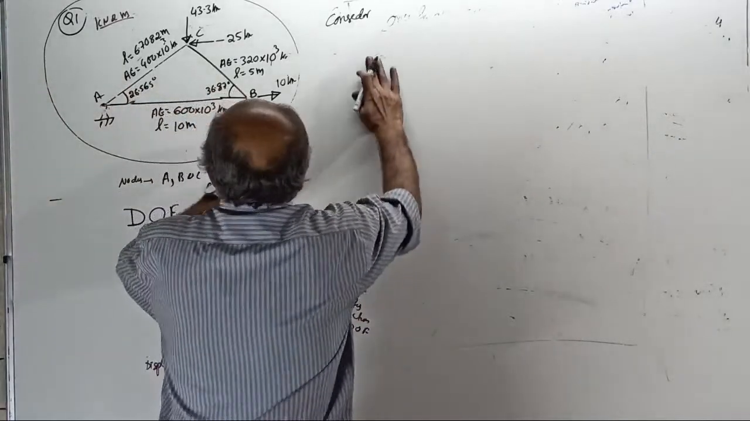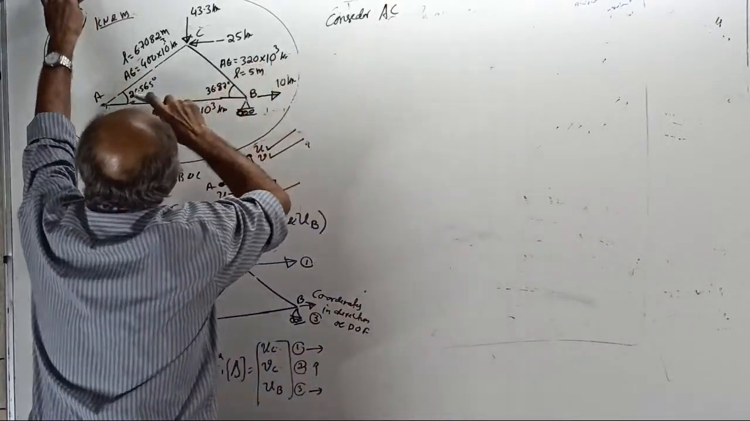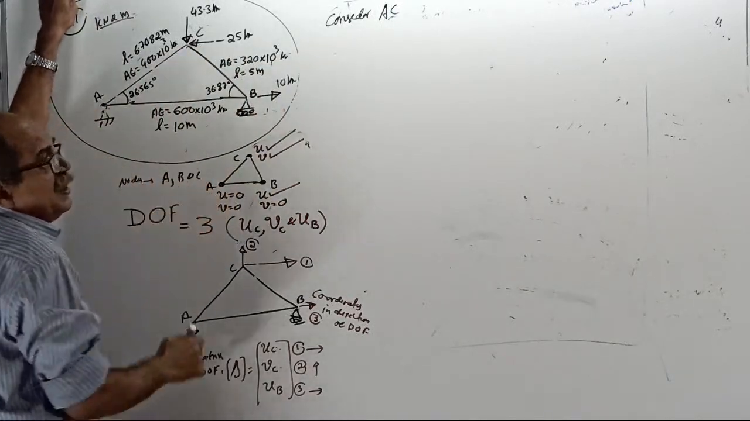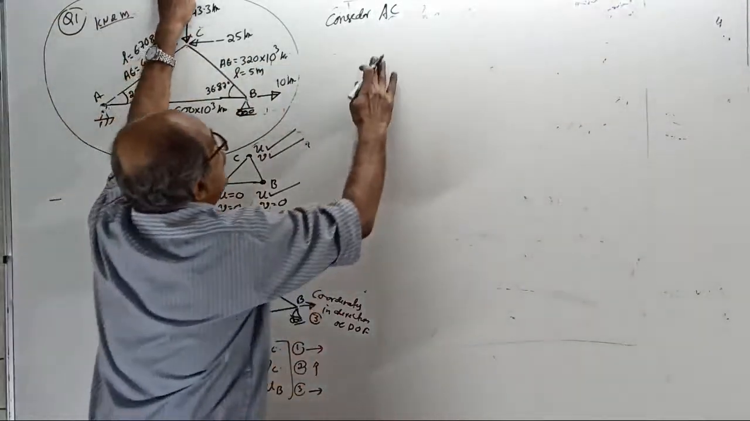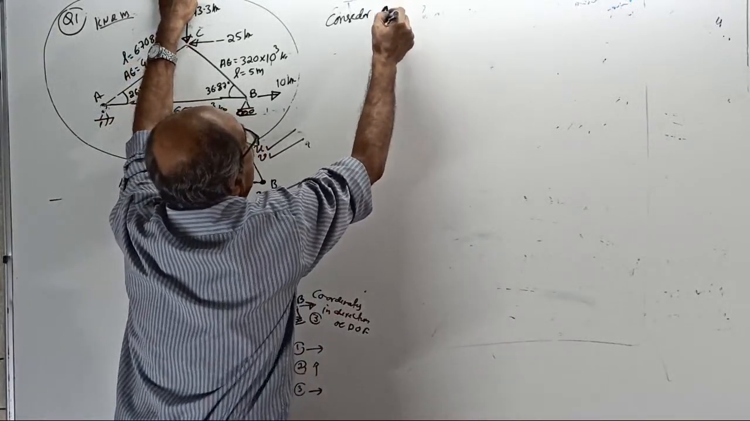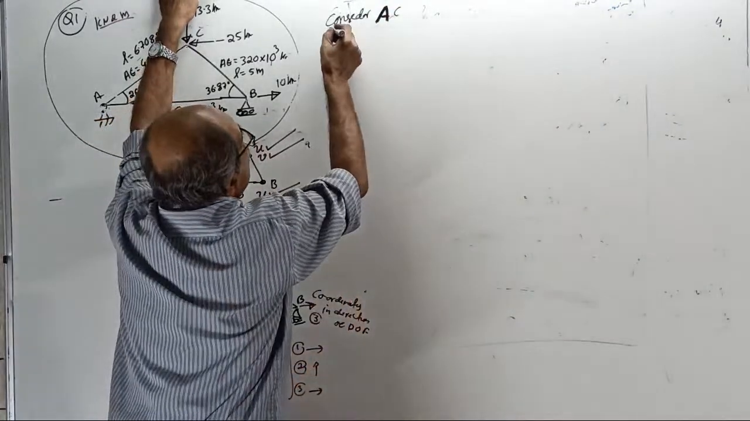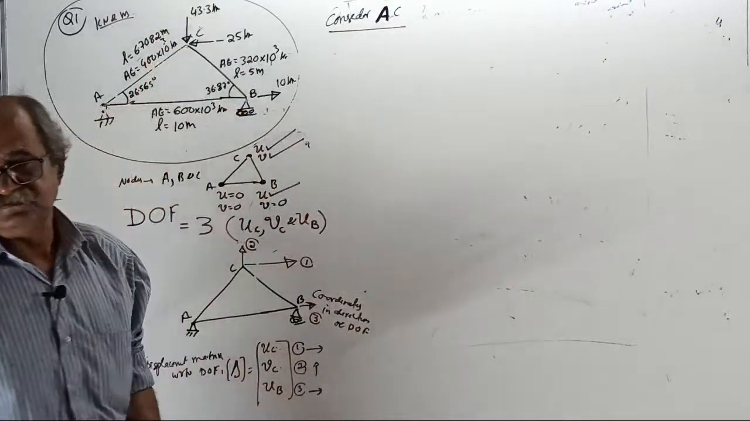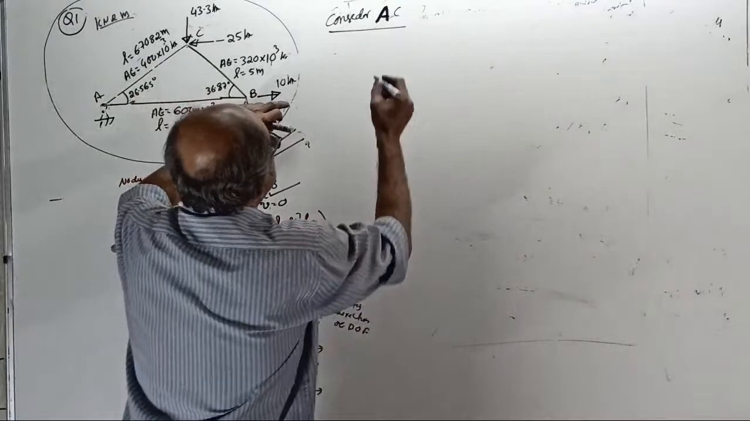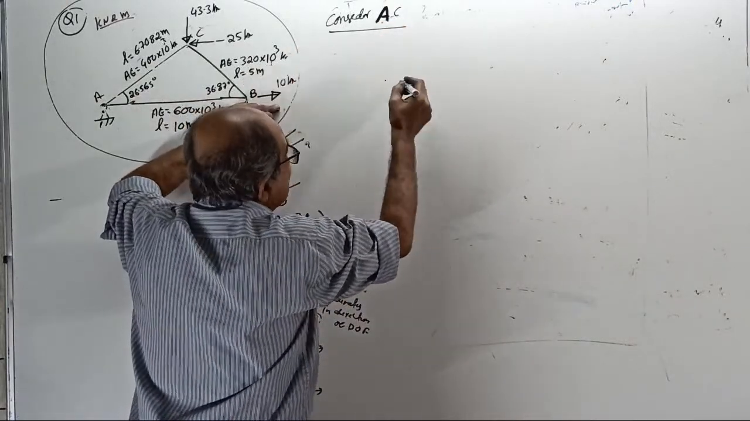So when I consider any member, there is no rule. There are three members here. You call either AC or CA. But once you call AC, be careful. If you call AC, A is the starting point. Clear? A is the starting point. Okay, now sketch the starting joint. Remember, always sketch the starting joint.